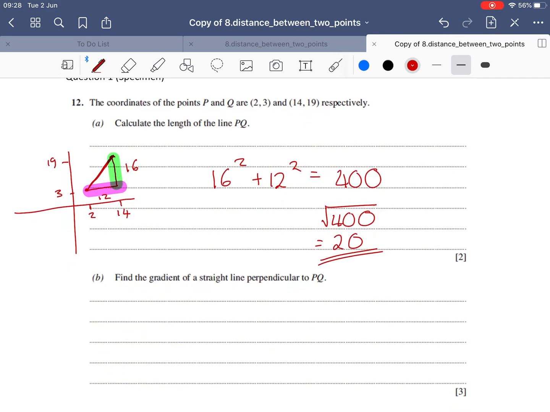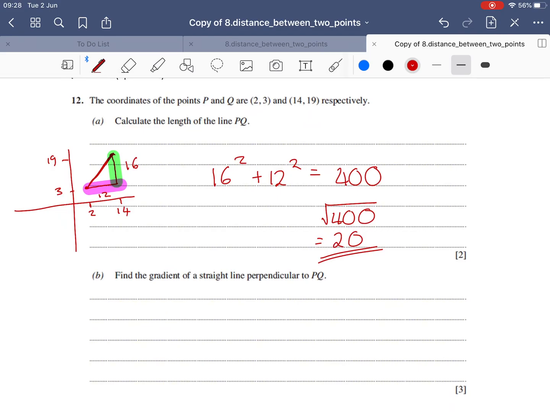The next part of the question asks you to find the gradient of the straight line perpendicular to PQ. So this was PQ, we want the perpendicular to it. So first of all, we need the gradient of that line. So the gradient of PQ is going to be the change in y over the change in x. Change in y is your green length, so it goes up 16. And the change in x is the pink line, which is 12. You can leave it in a fraction, you can put it as a decimal, it is up to you. I'm just going to simplify it as 4/3. And we know that that gradient is positive, so that stays as that.